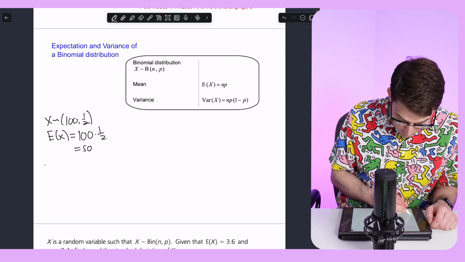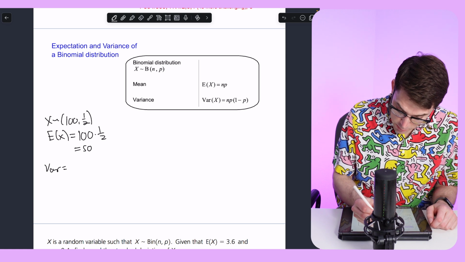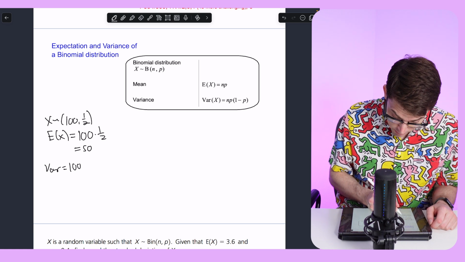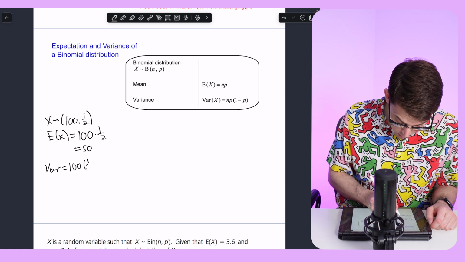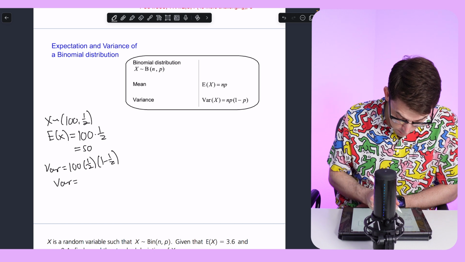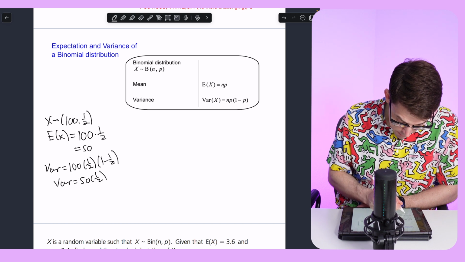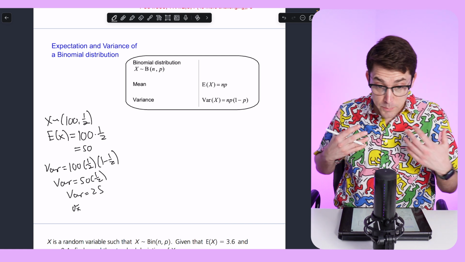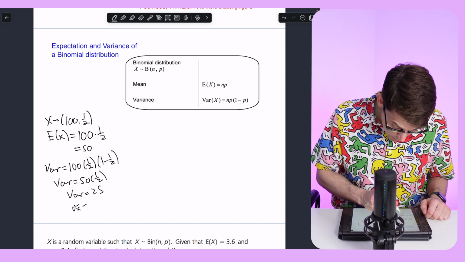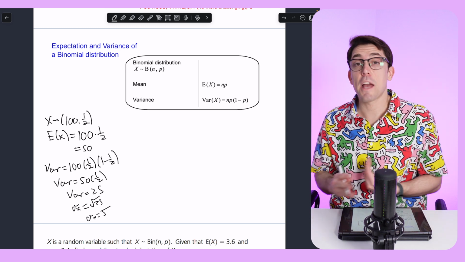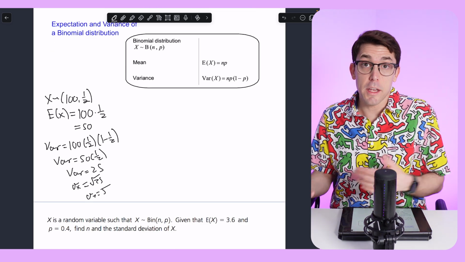So what does that mean for the variance? Well, I could just plug it into this formula right here. The number of trials is 100. The probability is 1/2. And then 1 minus the probability, in this case, happens to be the same, also 1/2. So the variance is equal to 50 times 1/2, so the variance is equal to 25. And then standard deviation, which in our textbook is denoted by sigma, is going to be the root of 25, which means that our standard deviation is just 5. Okay, so that's how you can go about using these equations.